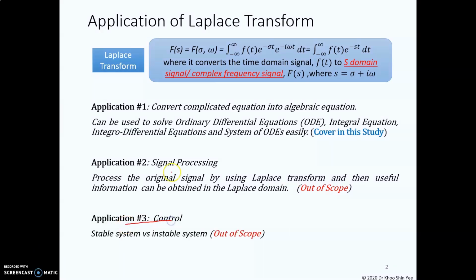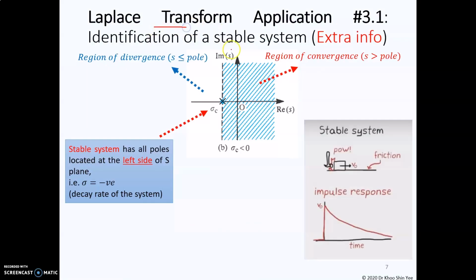Laplace transform is also useful in control applications. We can use the Laplace transform to identify whether a system is stable or unstable. So let's say we have a system here where you have one object which is impacted by an impact hammer, and it will move with initial velocity, and due to the friction it will stop. So this is the behavior of the system. Okay, you have obtained the impulse response in this form.